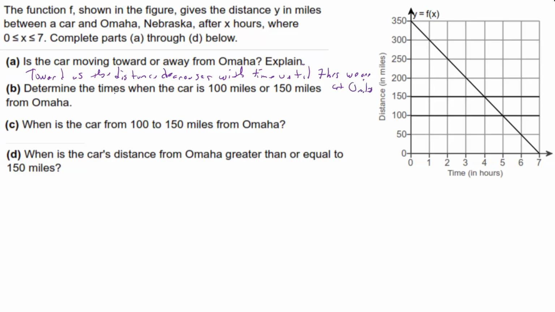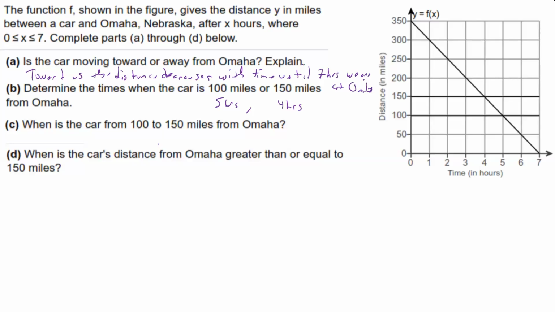Now, determine the times when the car is 100 miles or 150 miles from Omaha. Well, 100 miles is right here, so that's going to be 5 hours. Okay, well, 150 miles is 4 hours and 100 miles is 5 hours. So, it's going to be 100 miles is five hours, and this is going to be 4 hours. Okay, so that's the two times. It's going to be that time or that time, depending on which one.